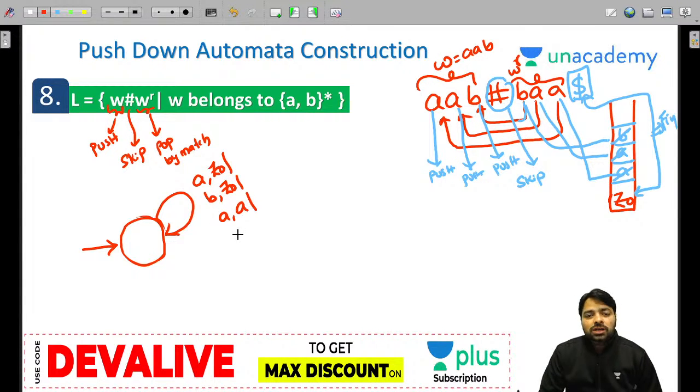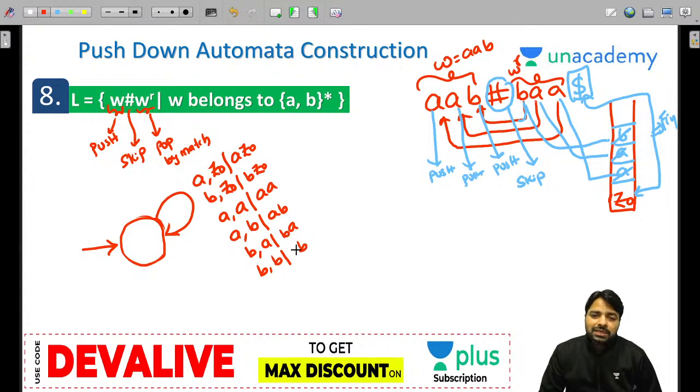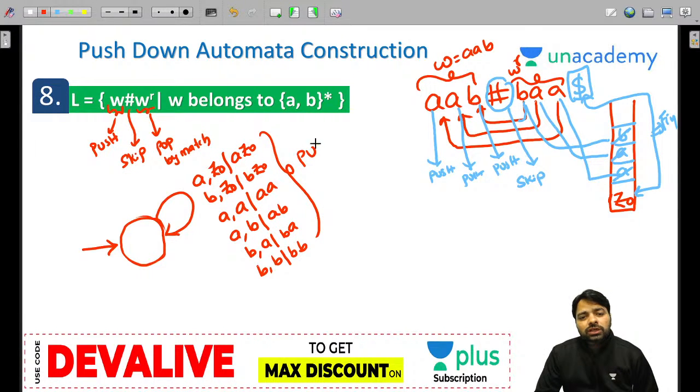Already A was pushed, now A might come. Already B was pushed, but now A might come. B is coming, already A might be there on the stack. B comma B. So anything comes, just push. Already A is there, one more A, double A. Already B is there, A is coming. Already A is there, B is coming. B is there, B is coming. Now all of them are just push, push every symbol.